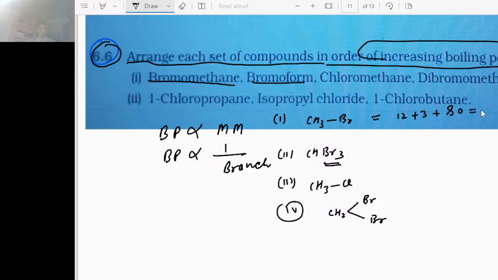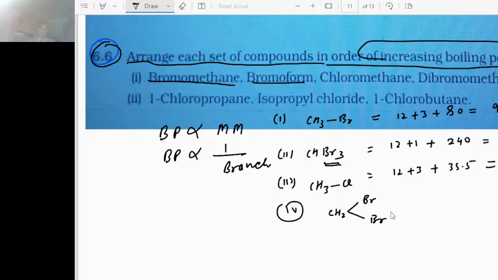So it is simply 95, student. Now the second one, student: 12 plus 1 plus 3 bromines, so 240, student. 240 plus 13, it is going to be 253, student, 253. Now chlorine: here it is 12 plus 3 plus chlorine, 35.5. So 15 plus 35.5, it is 50.5, student.